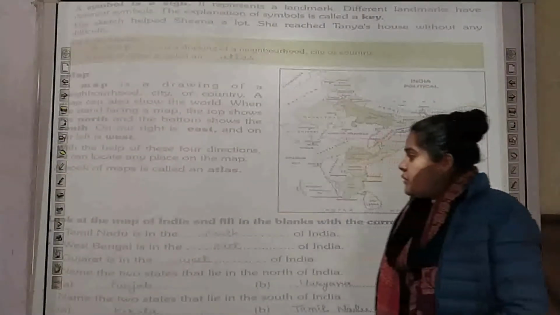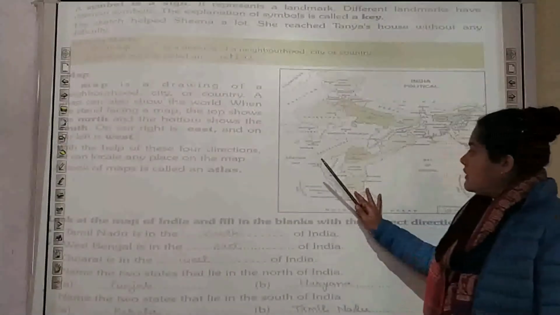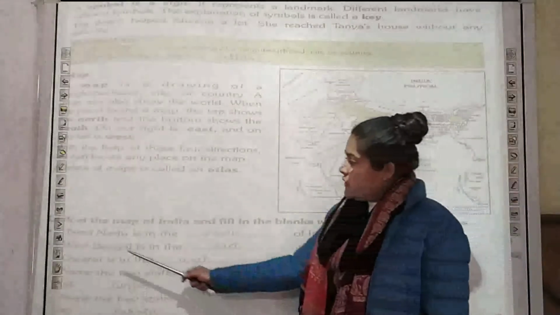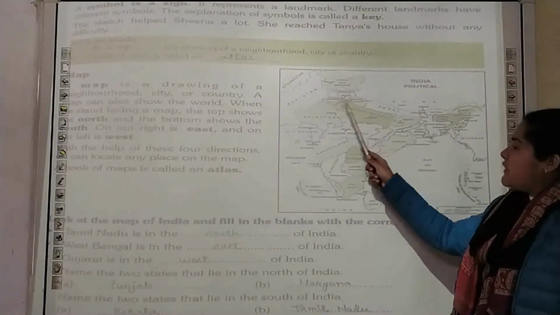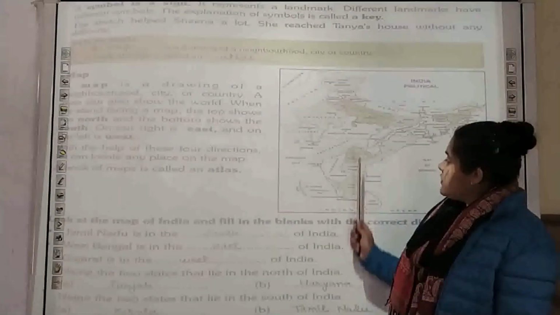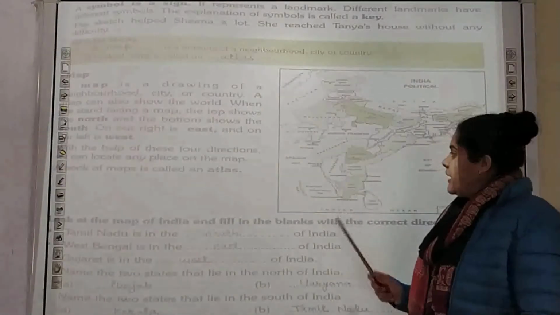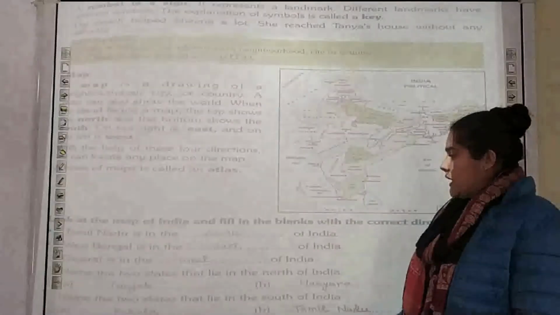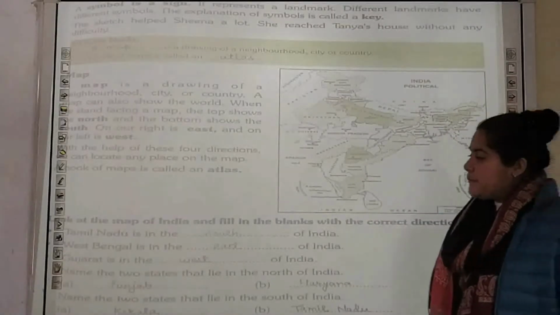Okay. So over here some fill in the blanks are given according to the map which is given here. Based on that, you have to fill them in. So first, Tamil Nadu is in the dash of India. First of all you have to find where Tamil Nadu is. If you see here, this green color area, this particular state is Tamil Nadu, and if you see which direction it is in, it is in the south direction. So the answer will be, it is in south of India.